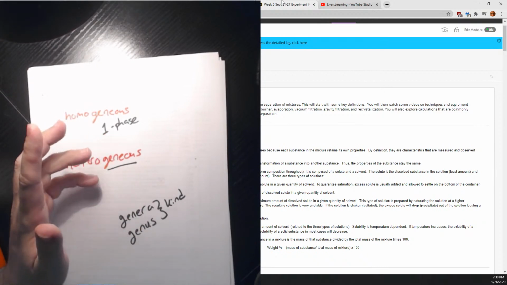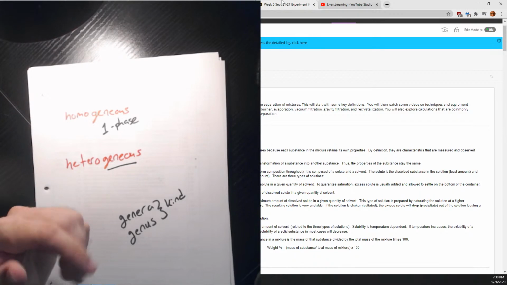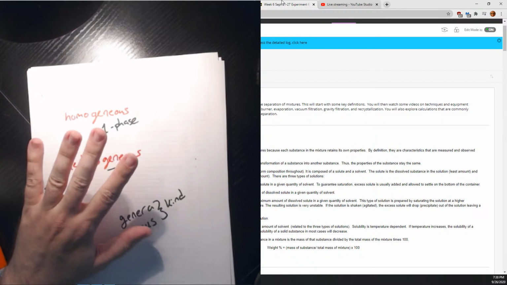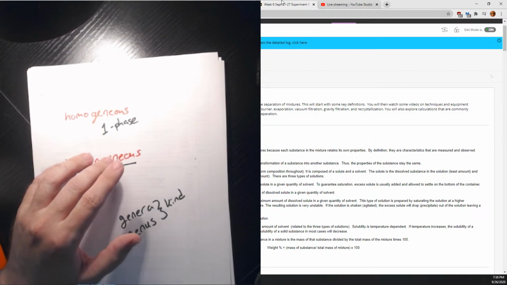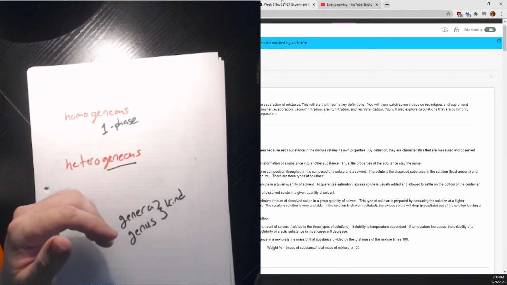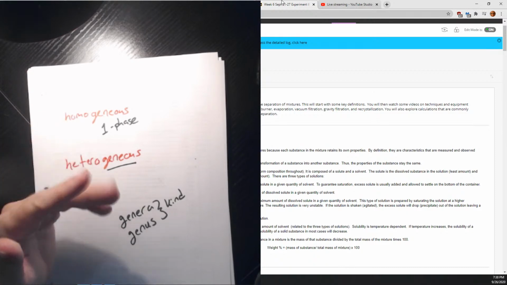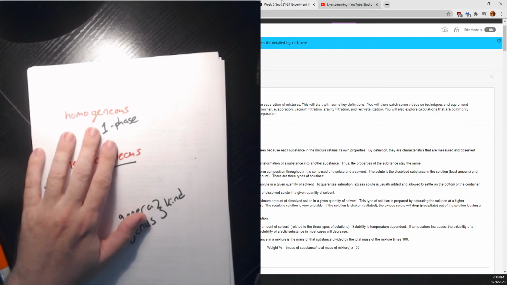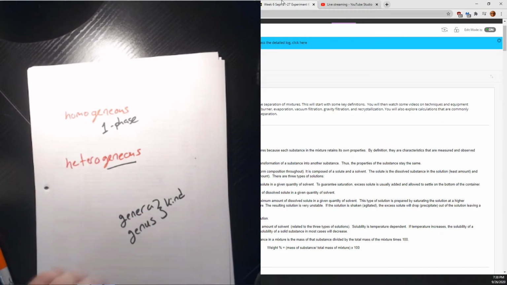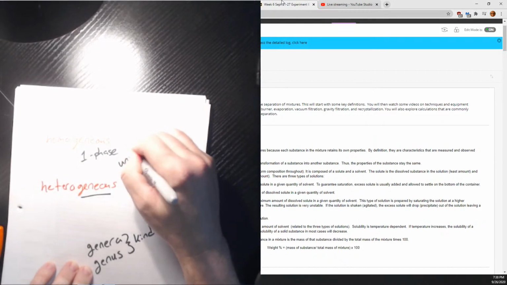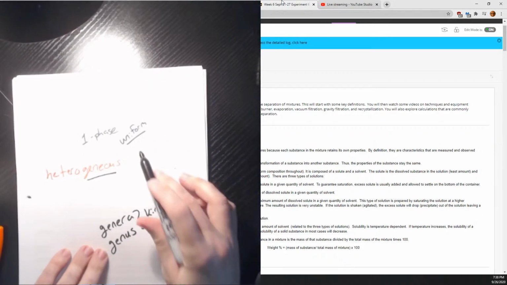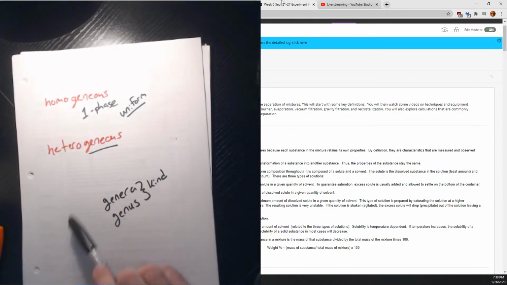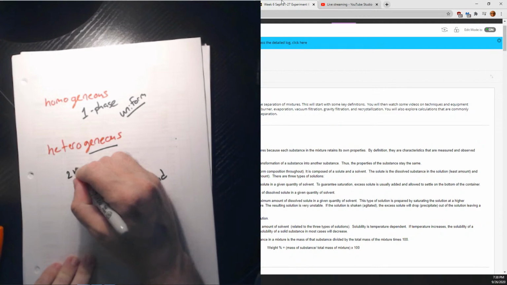Could be a single solid phase, like steel. Steel is a homogeneous solid mixture. Very often, though, we're talking about liquid mixtures. So, Windex, apple juice, soda. These are all homogeneous mixtures. They have a single phase. It's uniform throughout. Every part of the mixture looks like every other part of the mixture, whereas heterogeneous is not uniform.